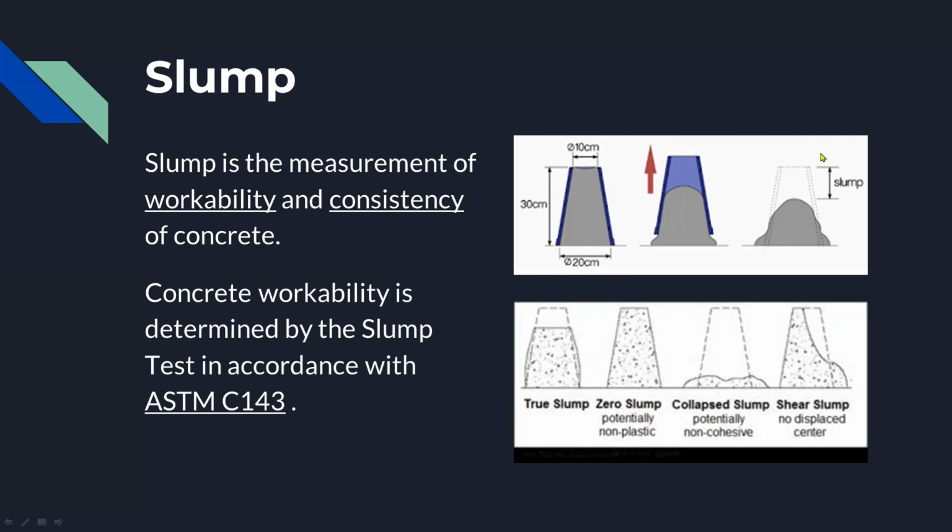Actually, may kinalaman ang slump sa mga construction projects na ginagawa natin upang makita natin ang future ng ating produkto, kung ito ba ay magiging matibay, kung ang sample ba natin ay maayos. So mayroong iba't ibang klase ng slump. Una ay yung tinatawag nating true slump. The second one, we have the zero-slump, which is actually potentially non-plastic. And then we also have the collapse slump, potentially non-cohesive. And the last one, we have the shear slump, no displaced center.